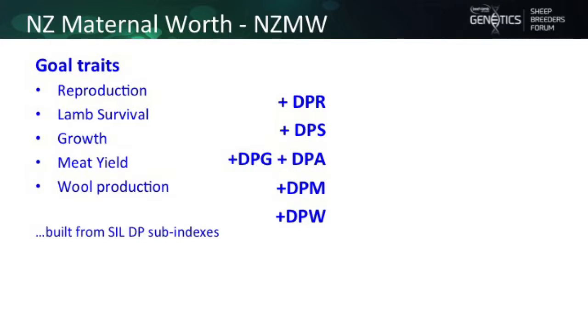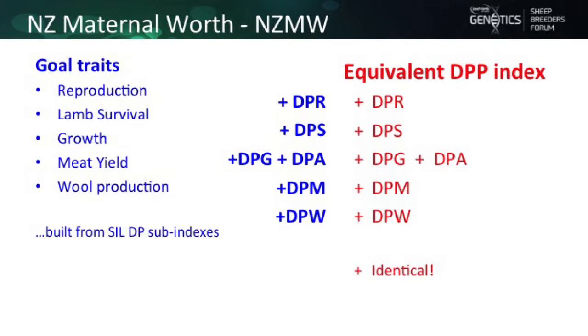When it comes to what they're made up of, the breeding values and the index weights are the standard SIL ones. That isn't obvious from the front page of a report, but that information will be available to make that link. And if we were to put up an equivalent current index called the DPP index, it's identical. If it's got the same gold trait groups in, the traits in blue there, the DPP based on those and New Zealand maternal worth would give you the same index value.